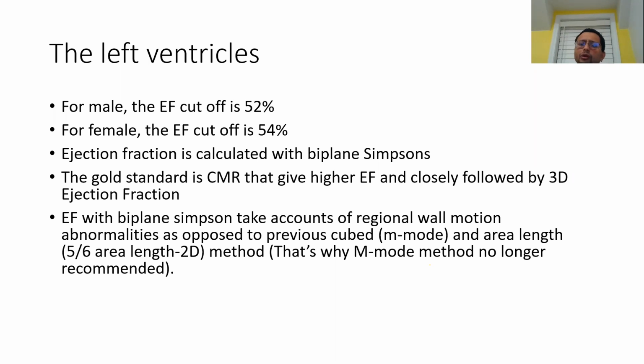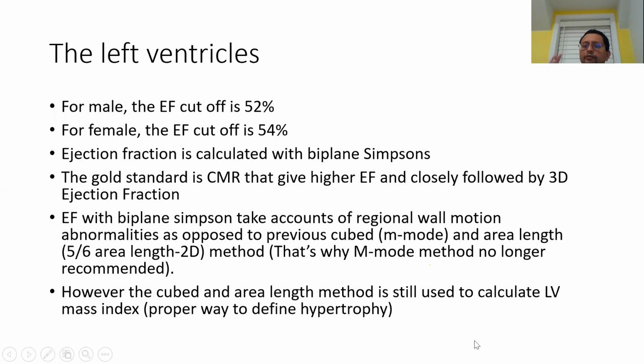So sometimes, if you take an exam, they might say, okay, what is the advantage of biplane Simpson? Okay, so maybe the options will be, so A, the biplane Simpson does not have geometrical assumption. That is wrong. Biplane Simpson does have geometrical assumption. Or second, biplane Simpson is the most accurate one. No, it is not correct. Cardiac MRI is the most accurate one, followed by 3D. Third, it takes into account regional wall motion abnormalities. Yes, so that is the correct answer. All right, so that is one question.